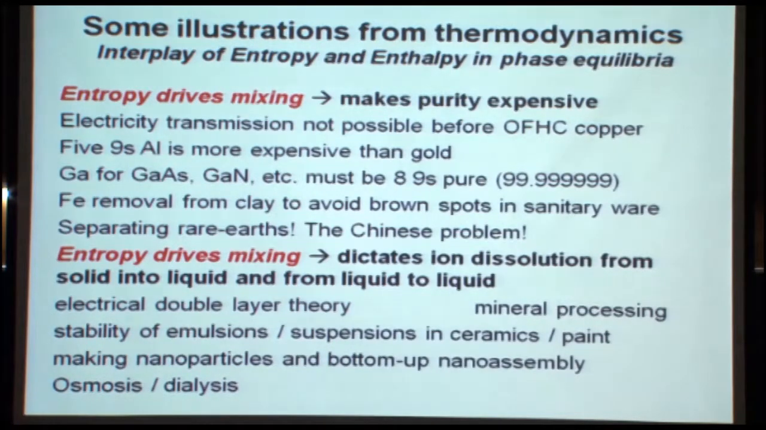Similarly, when it comes to talking about mixing, there's a great connection between colloidal processing in electrochemistry and the issues that arise there and the classical solid state thermodynamics. And I think it's important that they are taught in the same course, just to tell people that it's not different. You don't have colloidal chemists and nanoparticle processing on one side, and solid state processing or deformation and heat treatment on the other. The whole of electrical double layer theory, mineral processing, the stability of emulsions, bottom-up assembly of nanoparticles, things like osmosis and dialysis and so on, they all come from the same principles.